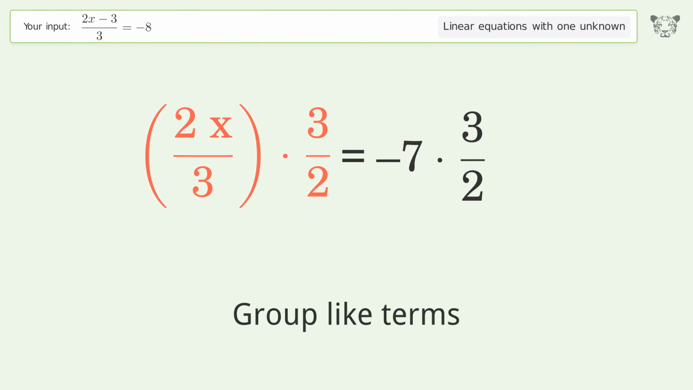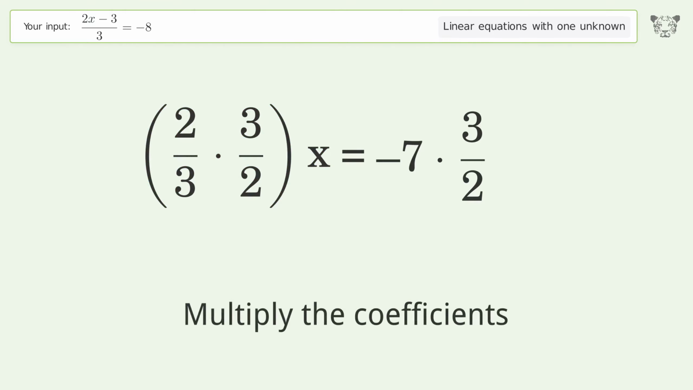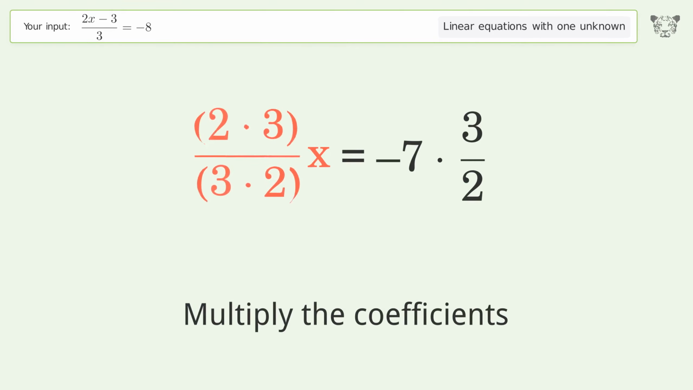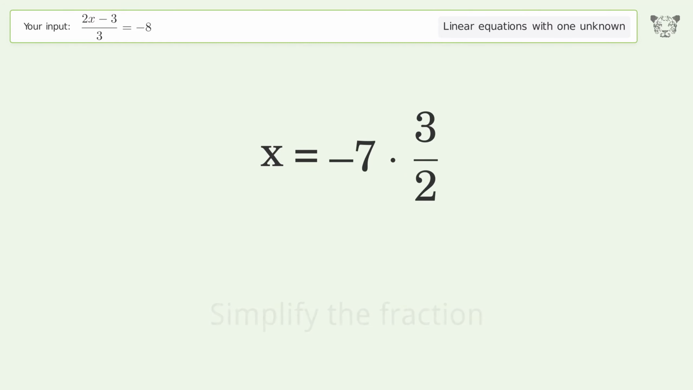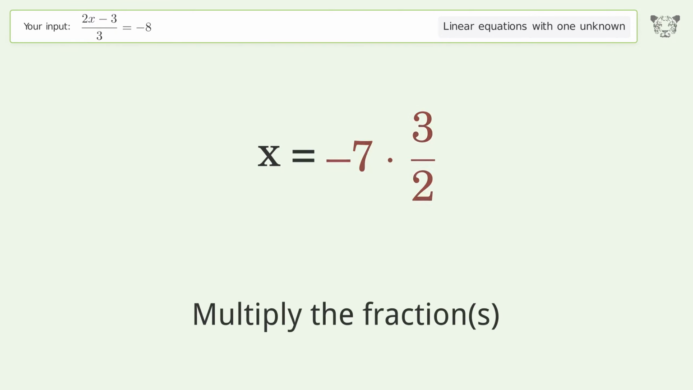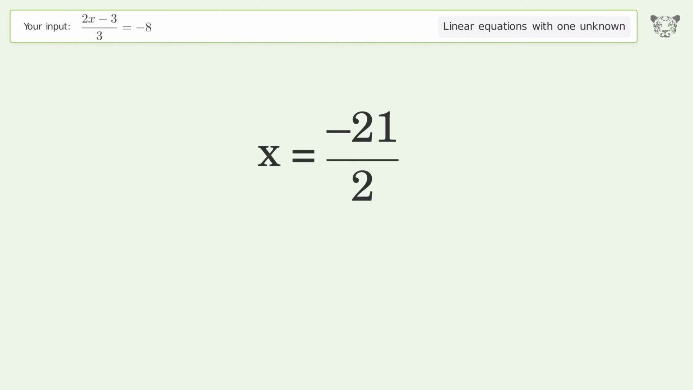Group like terms. Multiply the coefficients. Simplify the fraction. Multiply the fractions. Simplify the arithmetic. And so the final result is x equals -21/2.